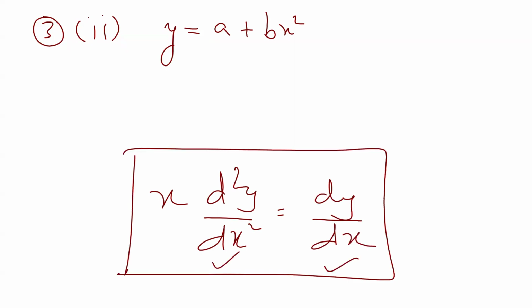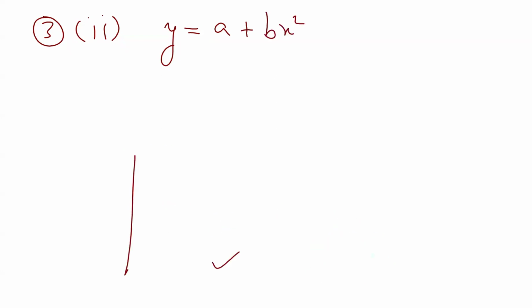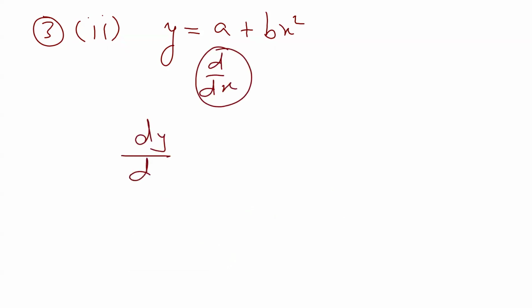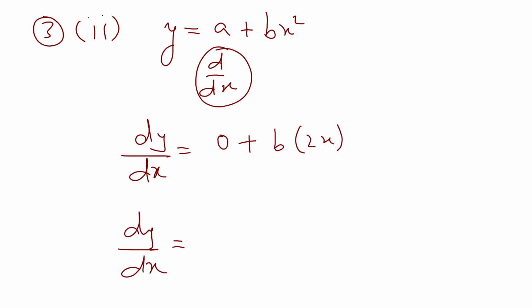So we require both the derivatives, first order derivative and second order derivative. So we'll try to find that. First differentiate this with respect to x on both the sides, d by dx on both the sides. So this will become dy by dx. The derivative of a is 0, b into 2x. So dy by dx, the first order derivative, is 2bx.